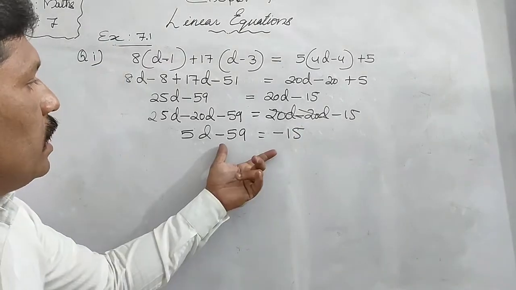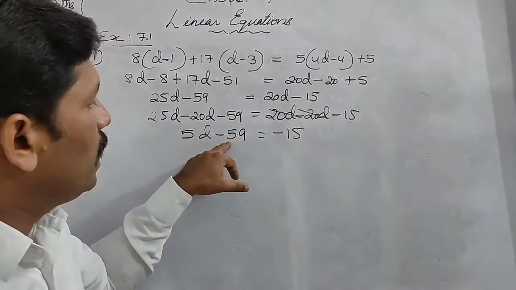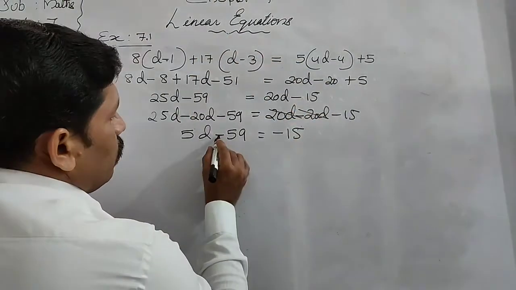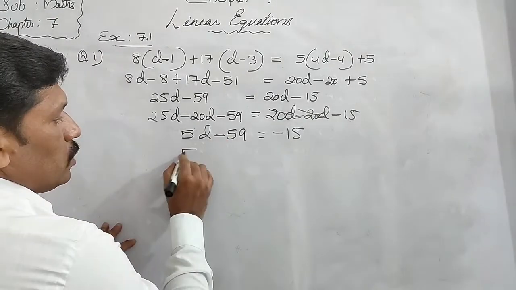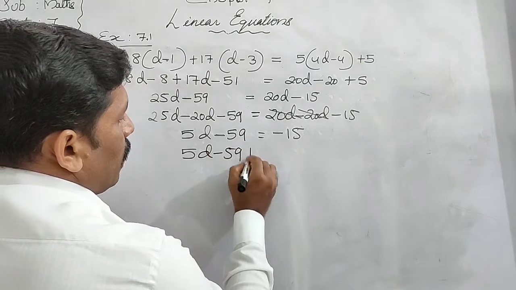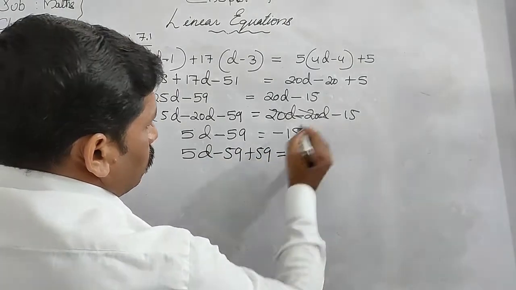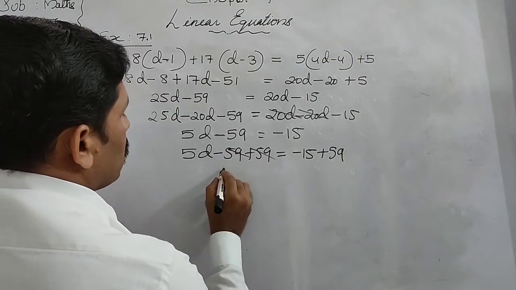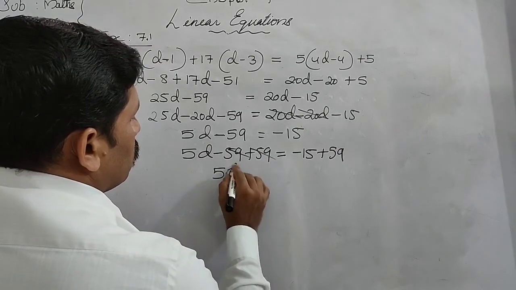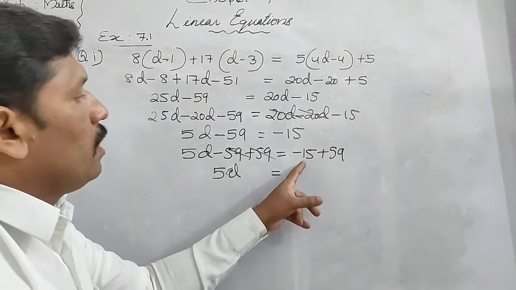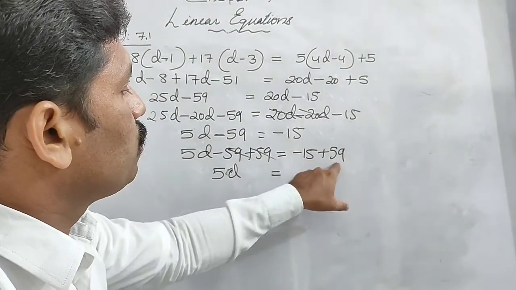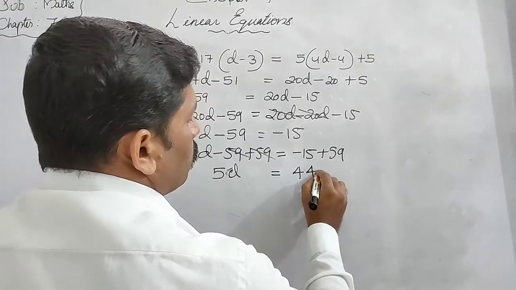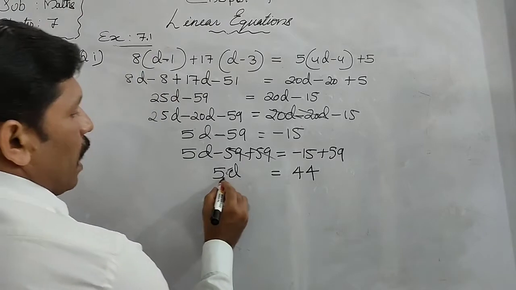So students, now we got here negative 15, and now I want to eliminate this negative 59 from this side. So on both sides I have to do the same function. In order to avoid negative 59, I want to add 59. So 5d minus 59 plus 59 is equal to negative 15 plus 59. So here 59 cancelled, 5d is equal to negative 15 and 59. One is negative, another is positive, so we subtract. When we subtract, we get 44. Therefore 5d is equal to 44.